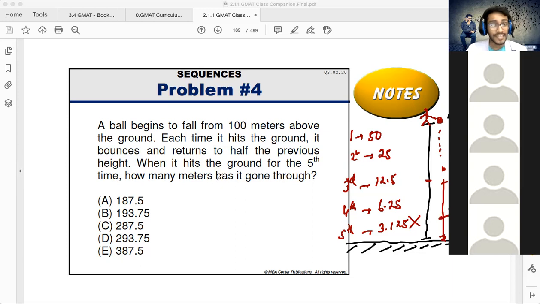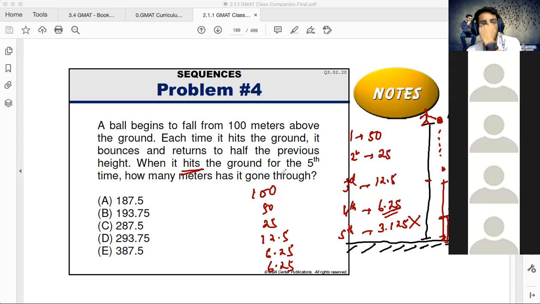Now what it says, when it hits the ground, this is the keyword. So the moment it hits the 5th time, how much has it covered? Only 6.25, not 3.125. When it hits the ground for the 5th time, how many meters has it gone through? So what is the answer? 100, 50, 25, 12.5, 6.25. I guess this should be the answer. When it hits the ground for the 5th time, it is not asking how much total distance it has covered.